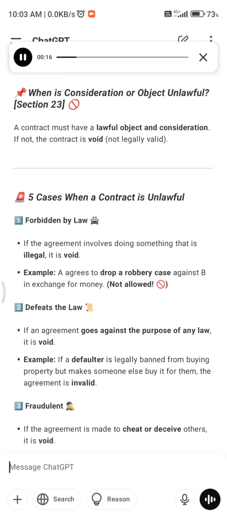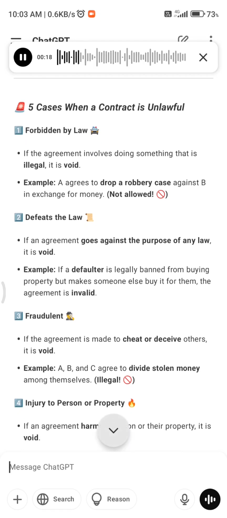1. Forbidden by law. If the agreement involves doing something that is illegal, it is void. Example: A agrees to drop a robbery case against B in exchange for money. Not allowed. 2. Defeats the law.